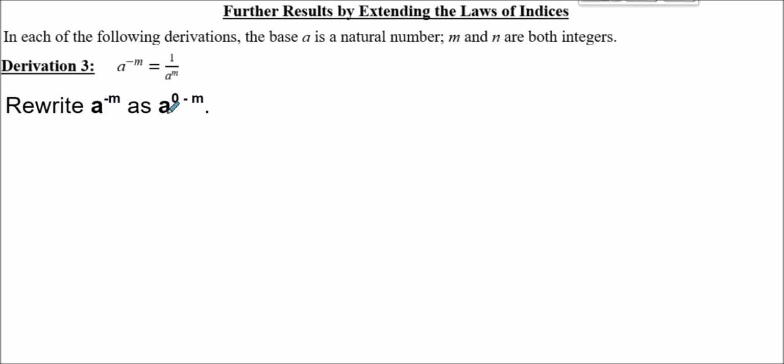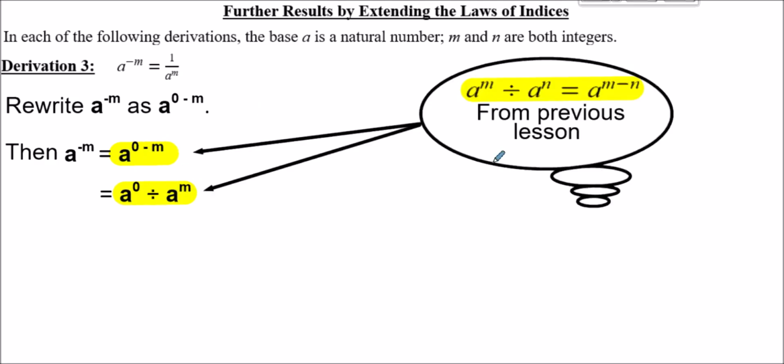So why bother doing that? Well, now what we can do is manipulate this using the previous laws of indices from the previous lesson. So, a to the minus m is equal to a to the power 0 minus m, but using the division law of indices, a to the power 0 minus m is one and the same thing as a to the power 0 divided by a to the power m. Remember, when you divide indices of the same base, you subtract the powers. So 0 minus m, that's what we had here. Just a reminder that this is from last lesson, so that's where it's come from. Look back at your notes from last time if you're wondering why that is the case.